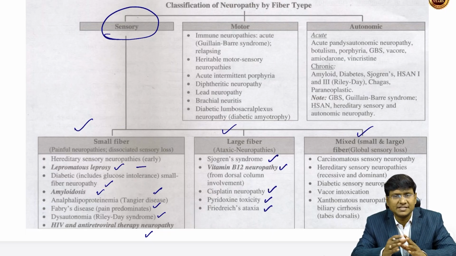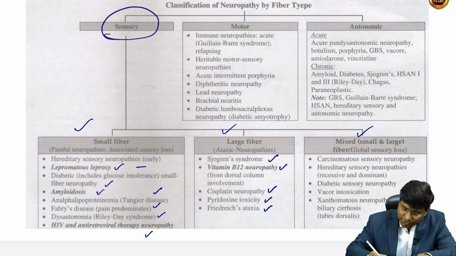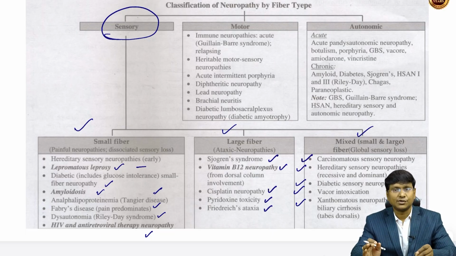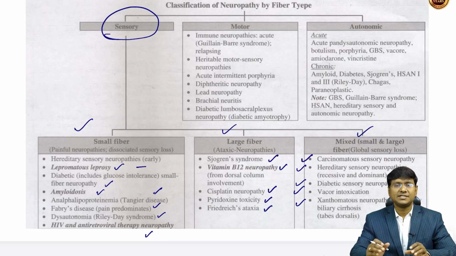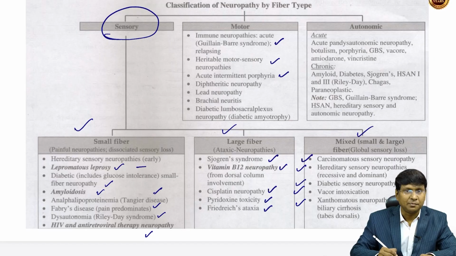Then what are the etiologies that will be causing both small as well as large fibers? That includes carcinomatous sensory neuropathy, hereditary sensory neuropathies, diabetic sensory neuropathy, Wecker intoxication, xanthomatous neuropathy of primary biliary cirrhosis. So these are the etiologies that are mixed. Then what are the etiologies that will be causing motor neuropathies? That includes Guillain-Barré syndrome, hereditary sensory motor neuropathies, acute intermittent porphyria, diabetic neuropathy.